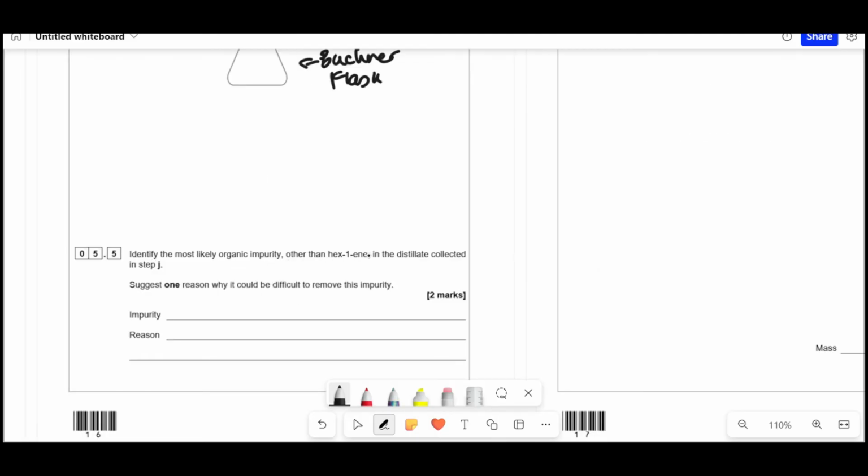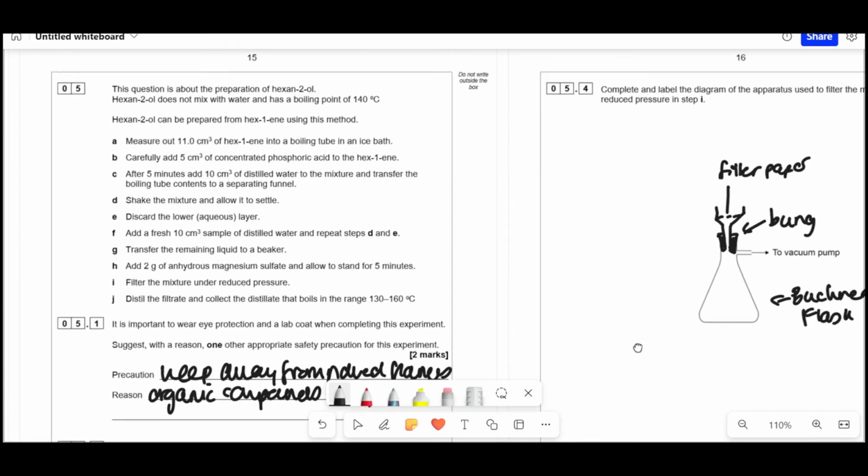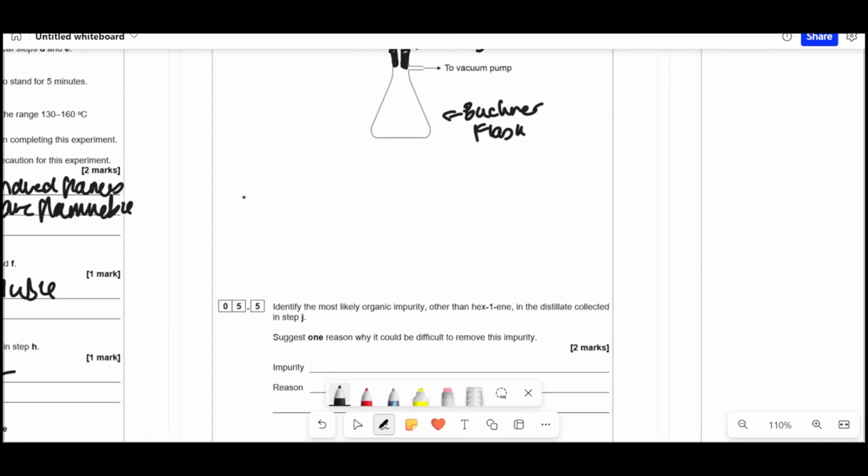So then it says identify the most likely organic impurity other than hex-1-ene in the distillate, collected in step J, and suggest why it might be difficult to remove. So again, we're looking at what we've got. We've got hexan-2-ol, and what they're doing is they've got hex-1-ene and they're going to hexan-2-ol. Now you need to be able to recognize that that's an alkene, and we're going to an alcohol.